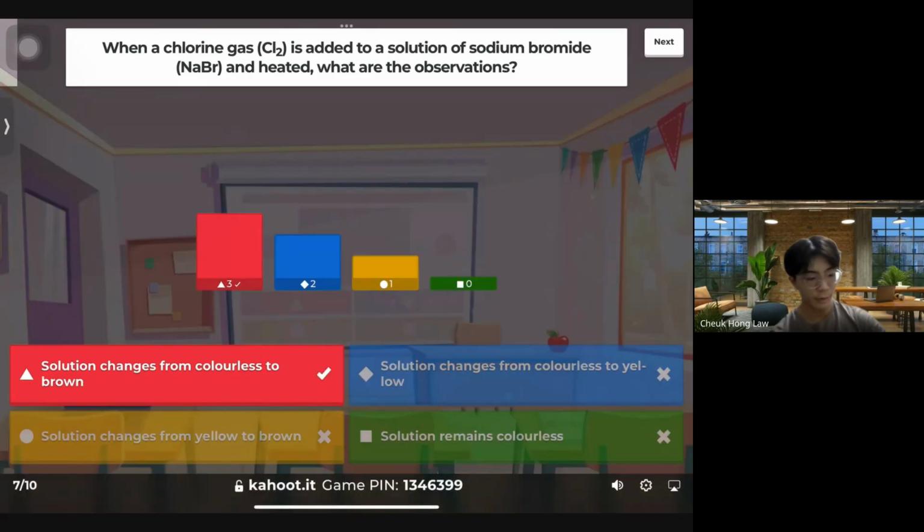All right, so when chlorine is added to sodium bromide, it will displace bromide ions because chlorine is more reactive than bromine. So chlorine displaces the bromide ions, they swap places, right? So what are the products formed? Sodium chloride and bromine gas. Okay, so your bromine gas is brown and your original sodium bromide is colorless. So the solution changes from colorless to brown.